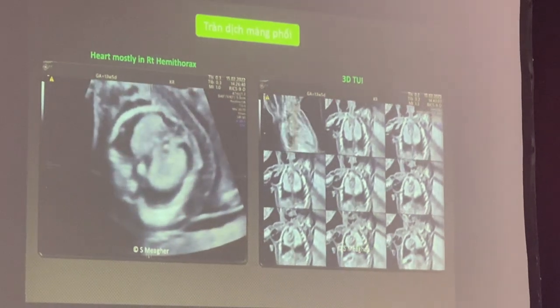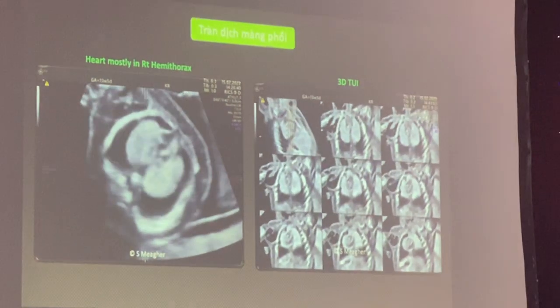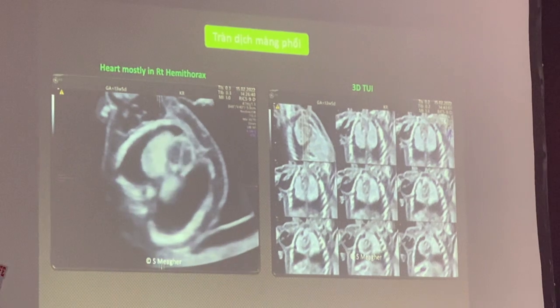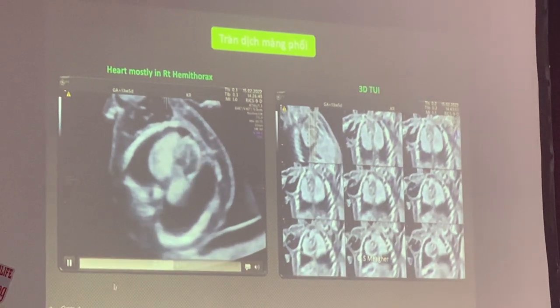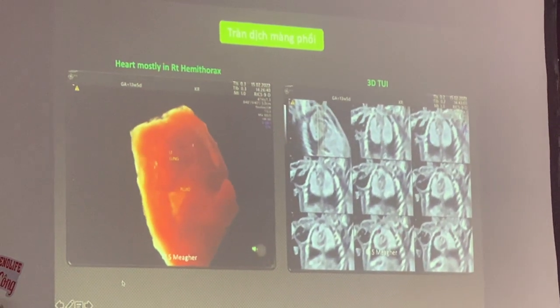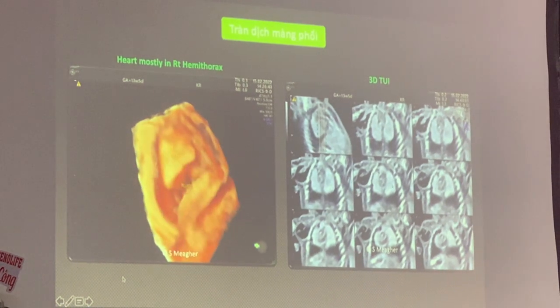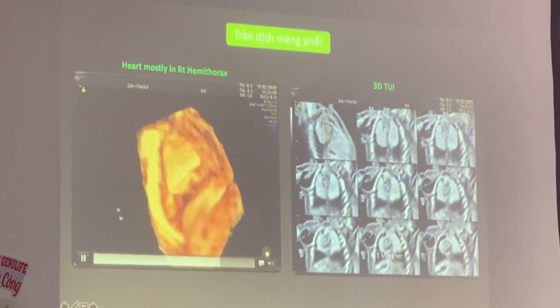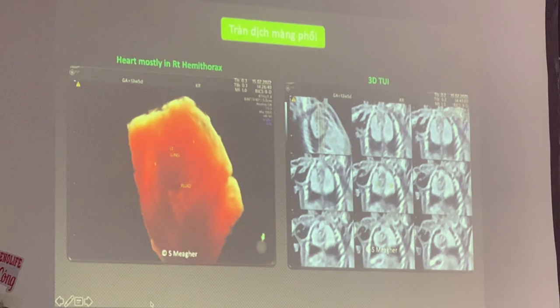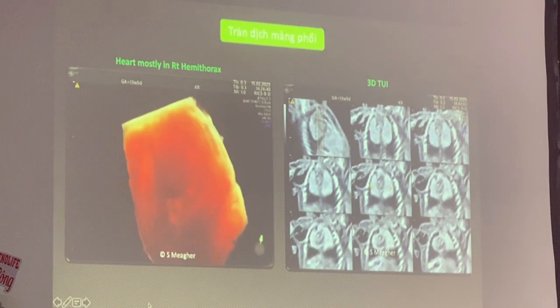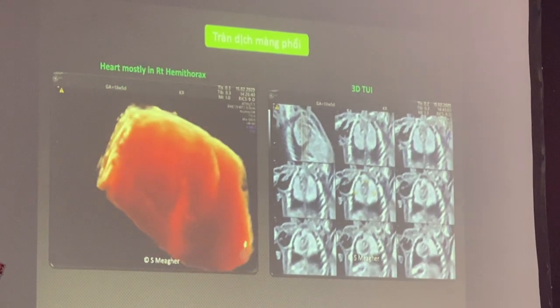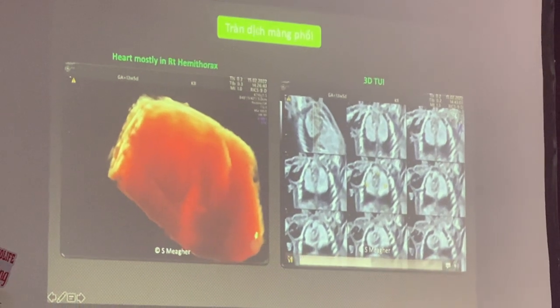The other thing you may see in the chest is bilateral hydrothoraces. So you can see you've got fluid on both sides, and this is a 3D tomographic ultrasound slice showing bilateral hydrothoraces in a fetus with trisomy 21. And we know in mid-trimester, seeing a hydrothorax, you think of trisomy 21. In the first trimester, you think the same thing.